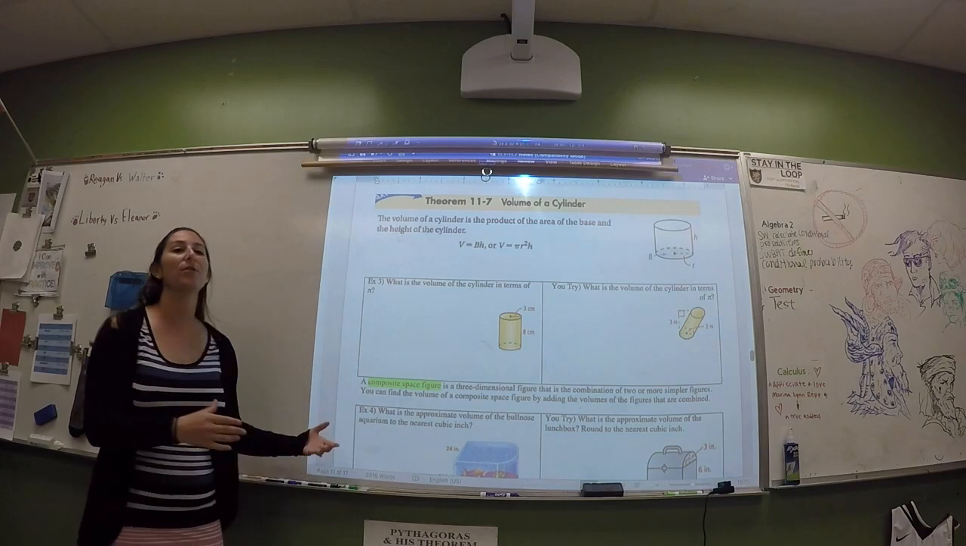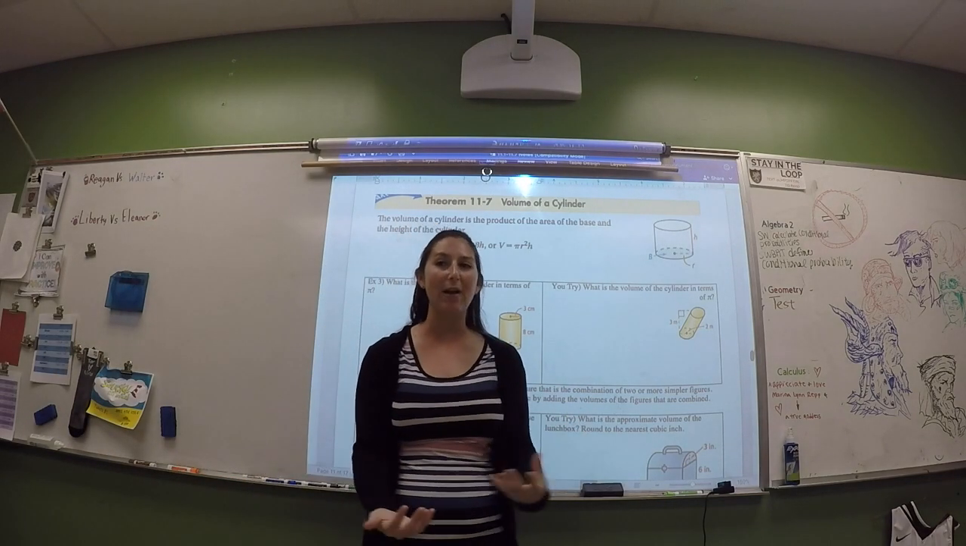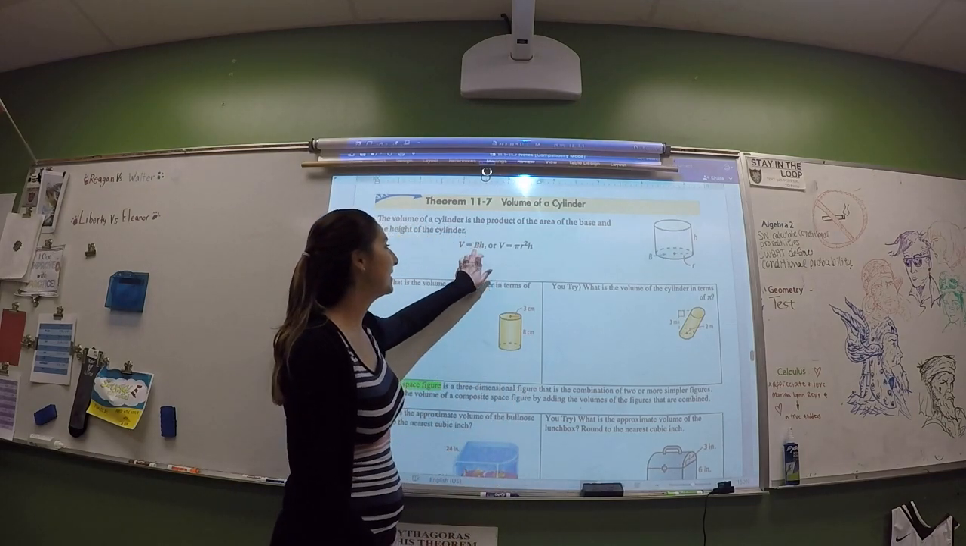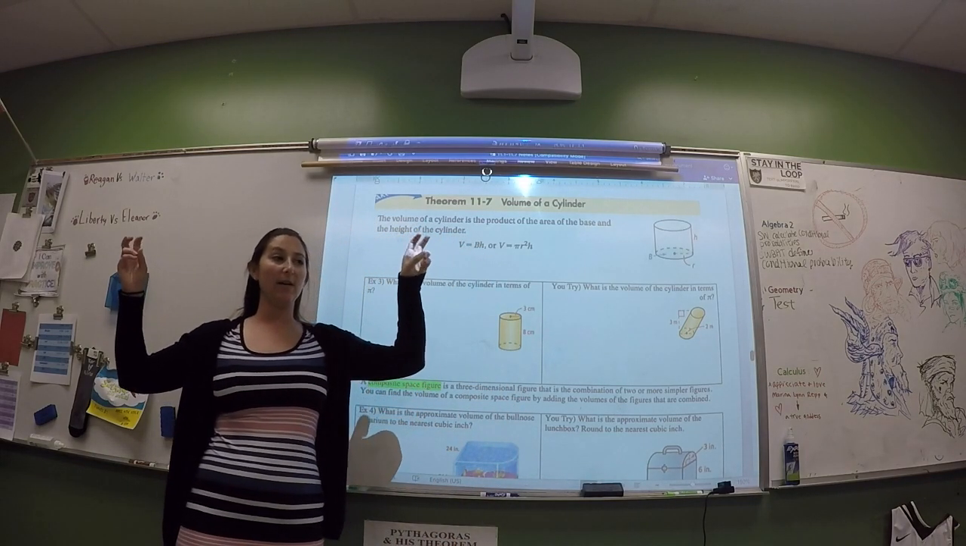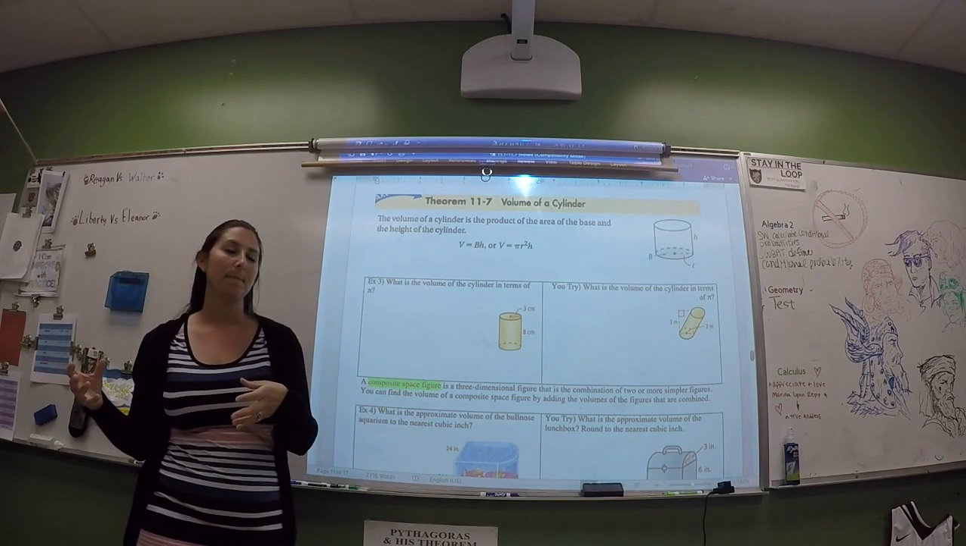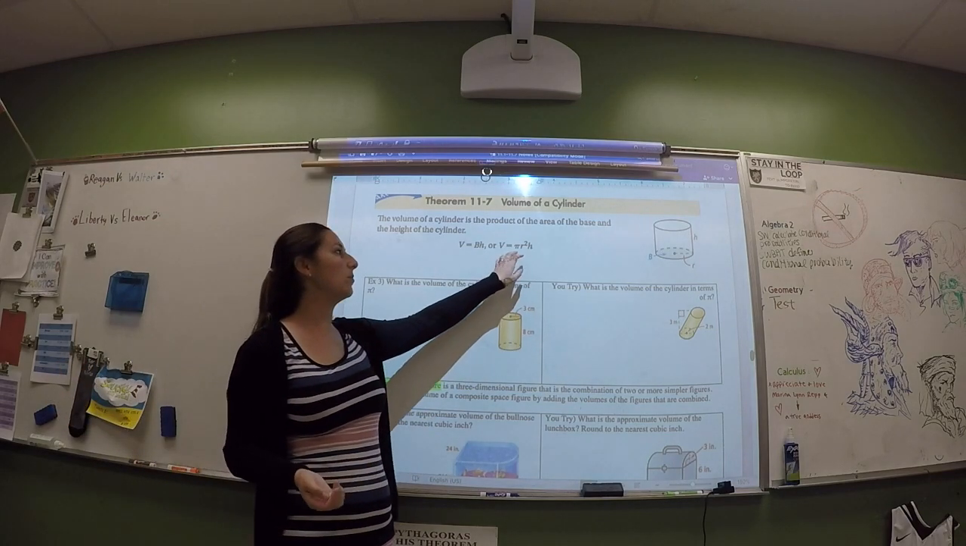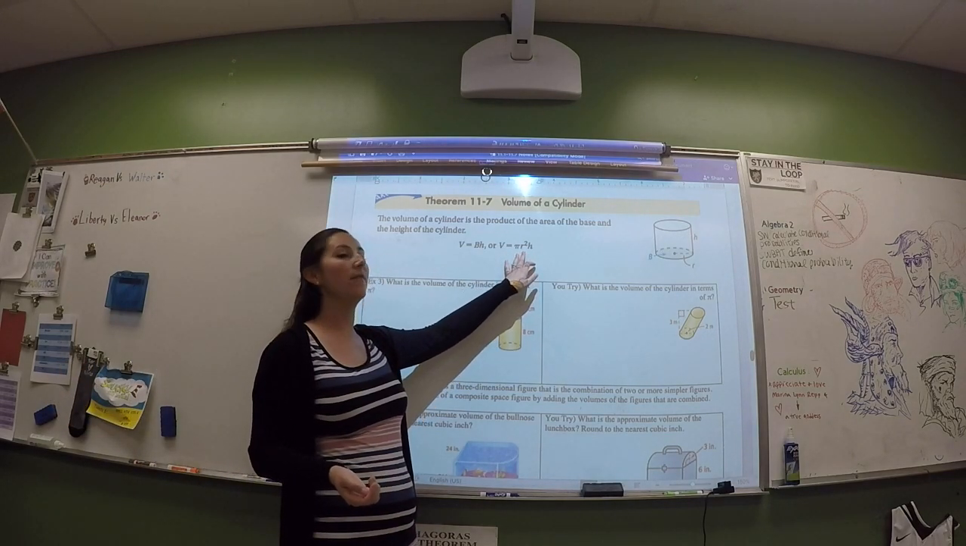The volume of a cylinder is really similar to the volume of the prism. If you look at a cylinder, it kind of looks like a prism, it's just rounded. So the only difference is, instead of finding the area of the base, how do you find the area of a circle? Pi r squared. Pi r squared.